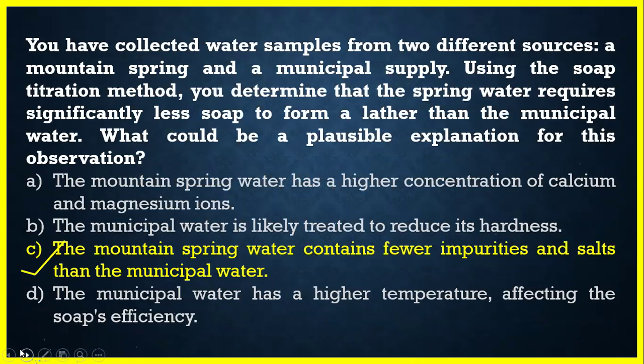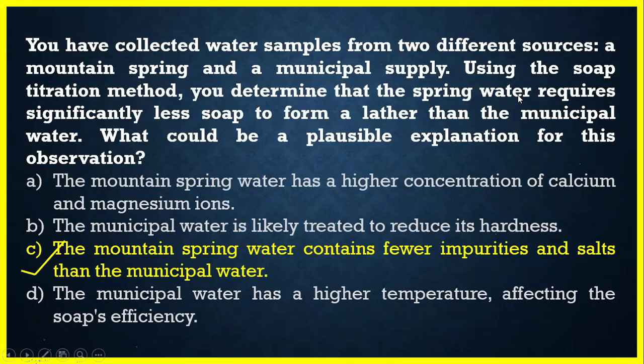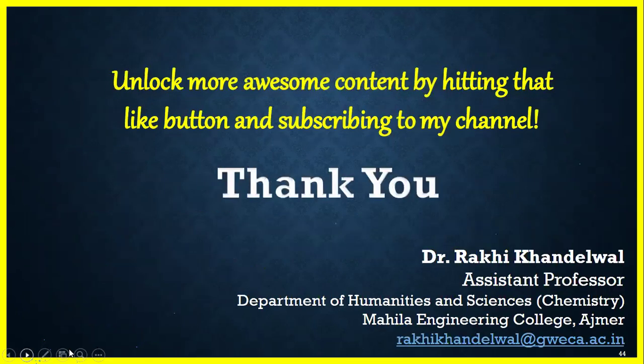Yes, you're right. Option C is the correct answer. The mountain spring water contains fewer impurities and salts than the municipal water. Why? Because it forms less lather. The spring water requires significantly less soap to form the lather. If less soap is required, that means less hardness is present, and that means a lower concentration of hardness is present. That is why option C is the correct option. I hope now the concept of the determination of hardness by Clark's method is clear to all of you.